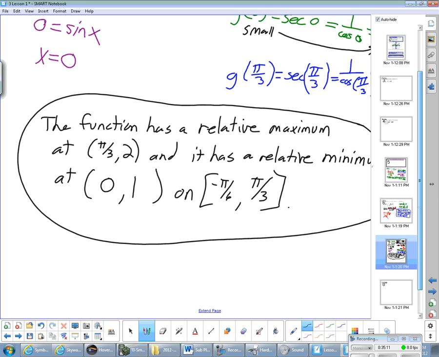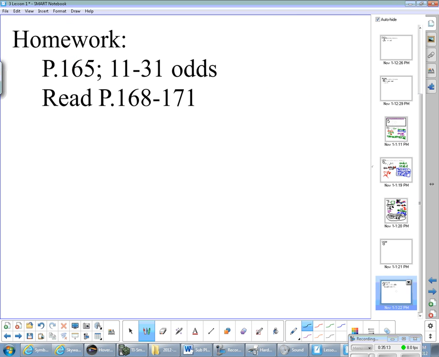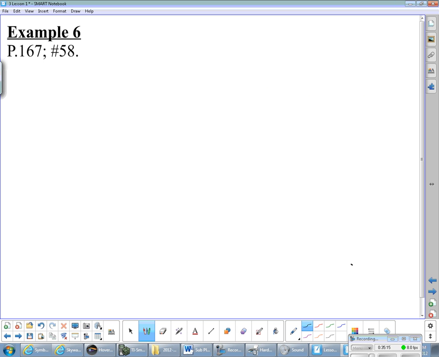All right. I want to go through one more example and then give you your homework. So this one is from your textbook. So you could get out your textbook, and we are on page 167. Page 167. Should have had this up before. And we're going to do number 58.